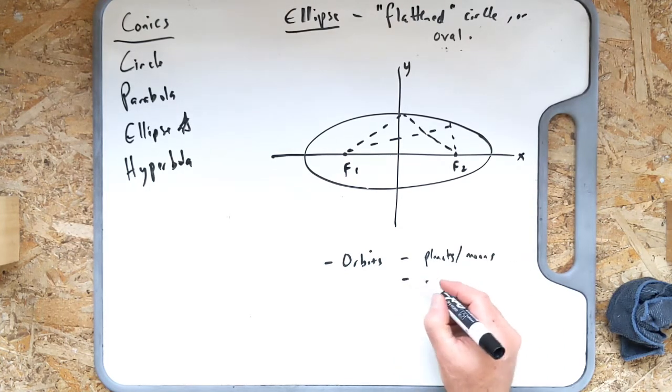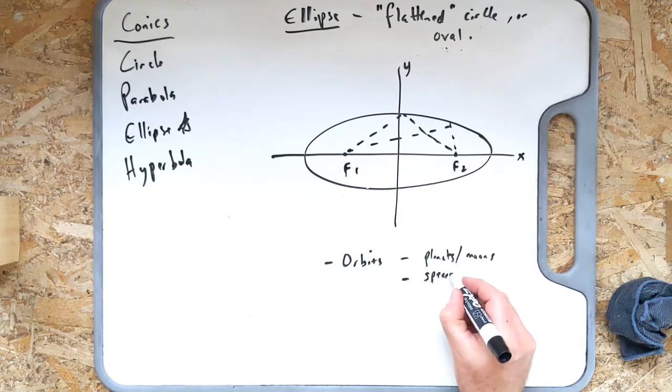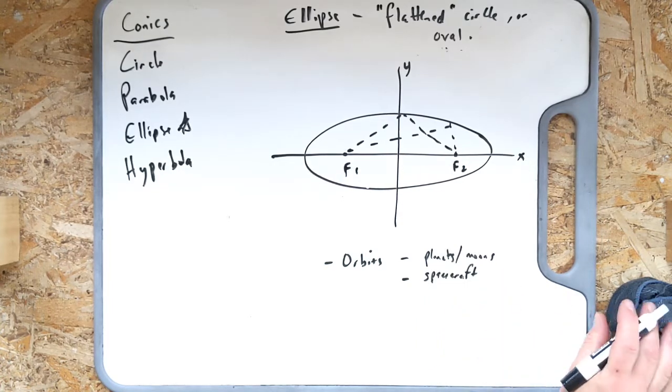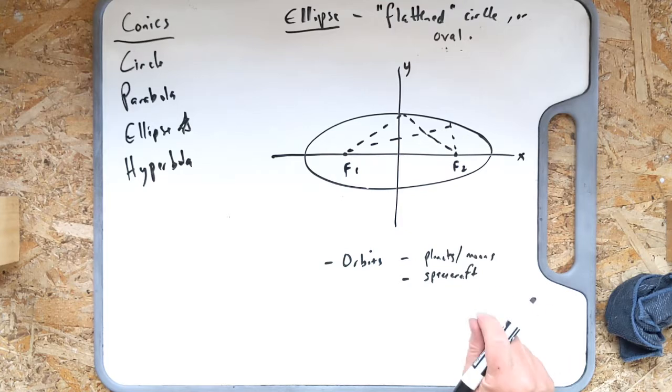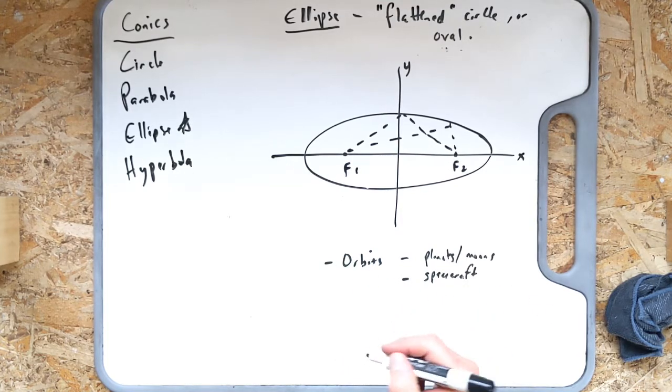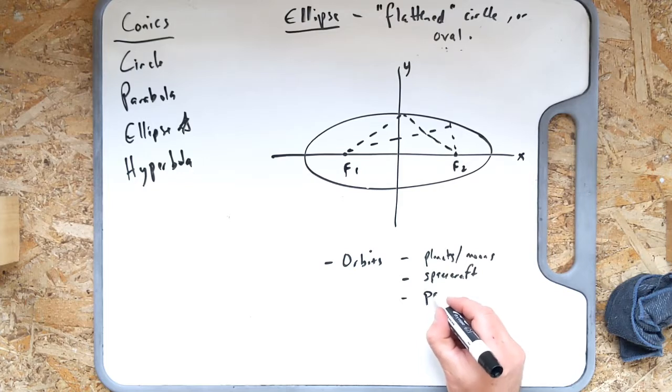Also, it's used for spacecraft. When we launch to, for example, Mars, we go in an ellipse to get there. And then finally, orbits of particles. For example, electrons orbiting the nucleus of an atom are in fact orbiting in ellipses, again, not circles.